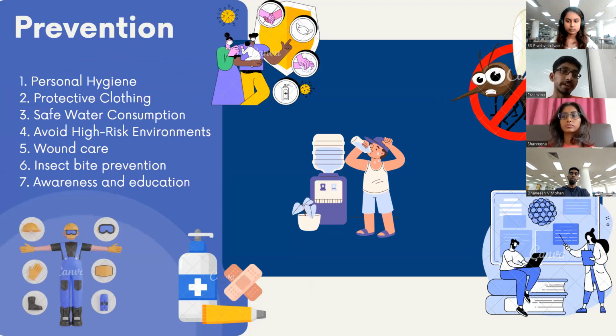The next one is prevention. Prevention of melioidosis involves minimizing exposure to the bacterium Burkholderia pseudomallei, which is primarily found in the soil and water in certain regions. Here are some preventive measures that individuals can take.